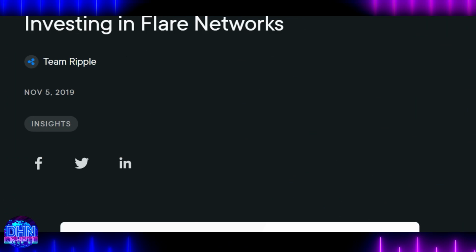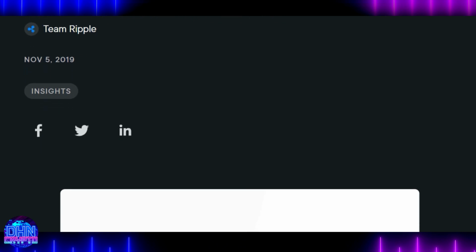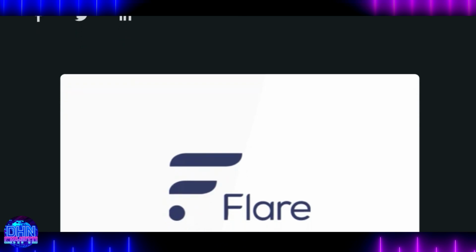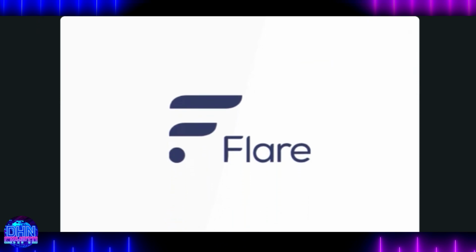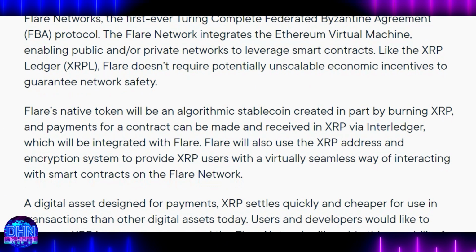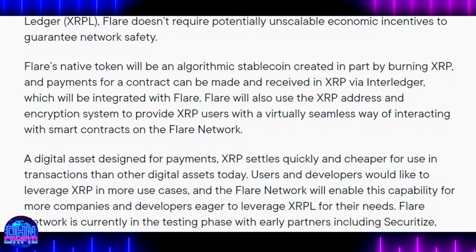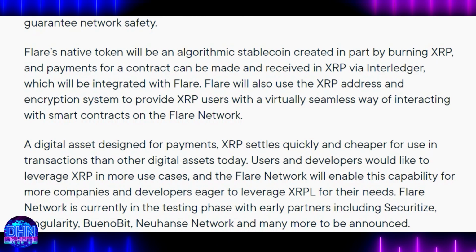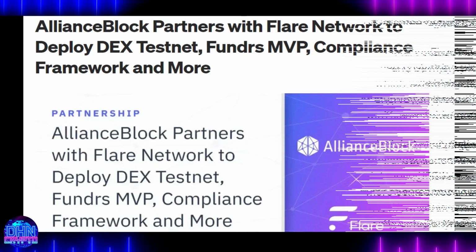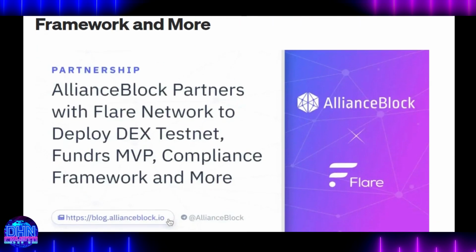One of the FLR network's earliest investors was Ripple back in 2019 when FLR was still in its infancy. According to a Ripple blog post from November 5th of 2019, FLR's native token will be an algorithmic stablecoin created partly by burning XRP. Payments for a contract can be made and received in XRP via the Interledger protocol, which will be integrated into the FLR network. Shortly after this, FLR partnered with Alliance Block.